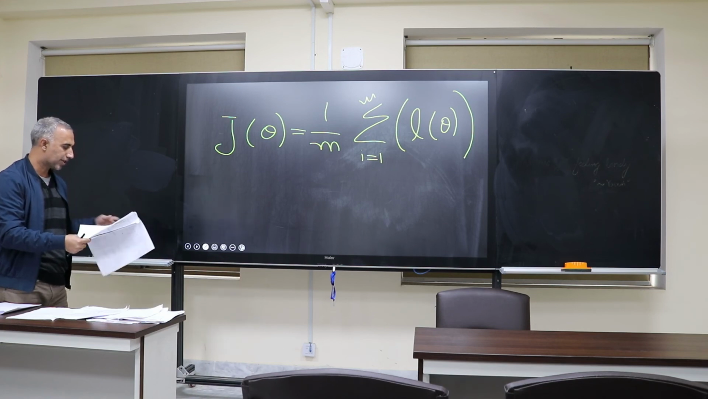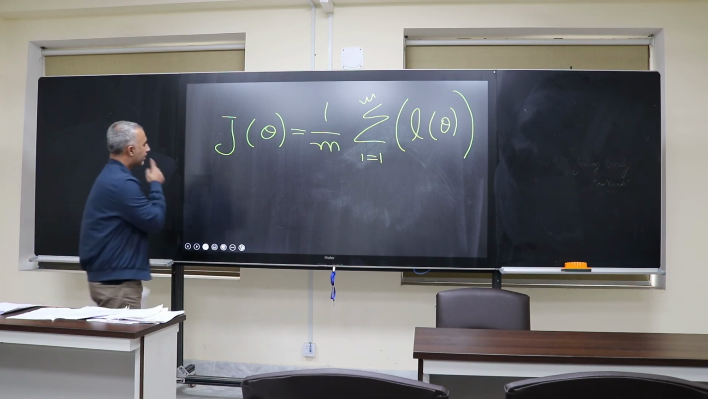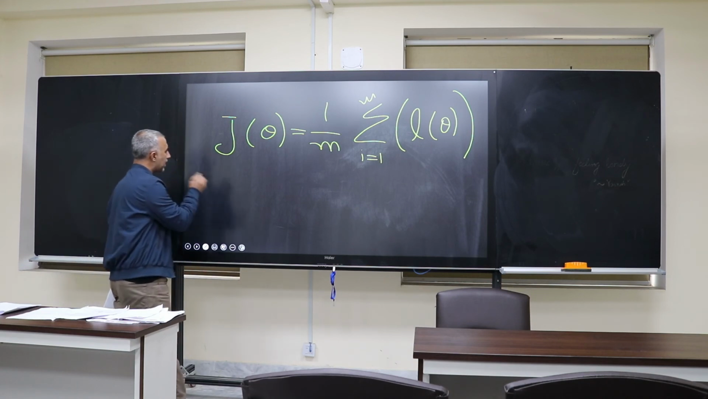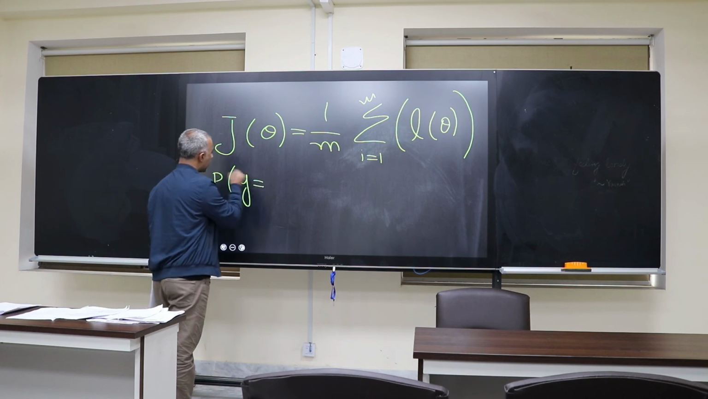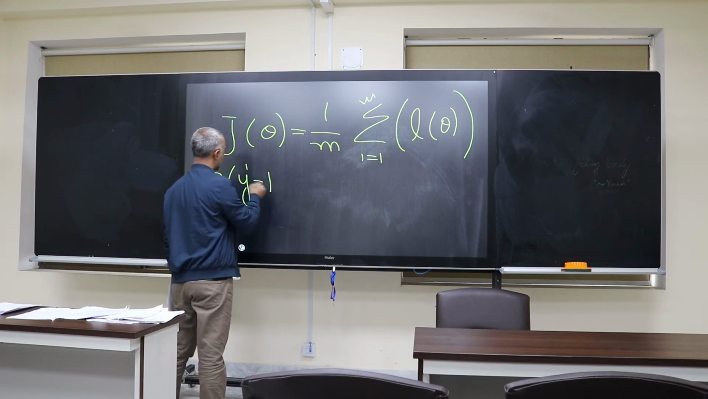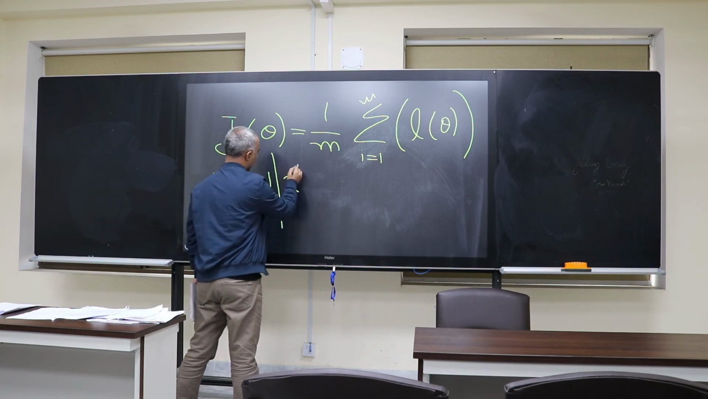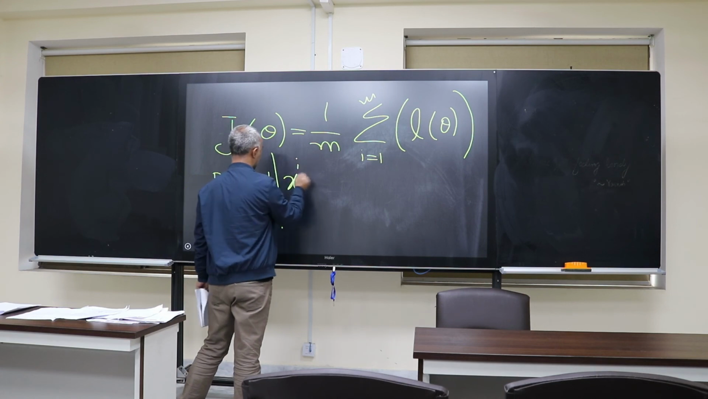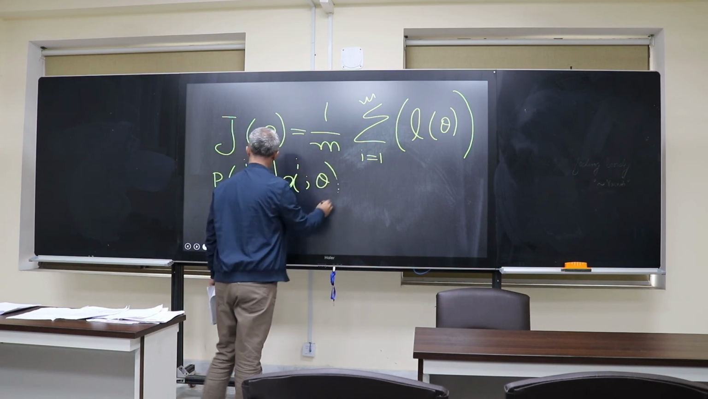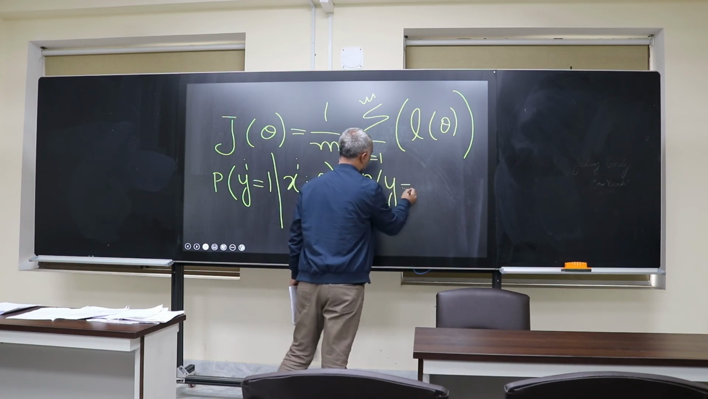And this cost function will help you predict the possible probability by considering y equal to 1 for a fixed number, so parameterized by theta, plus probability y equal to 0.